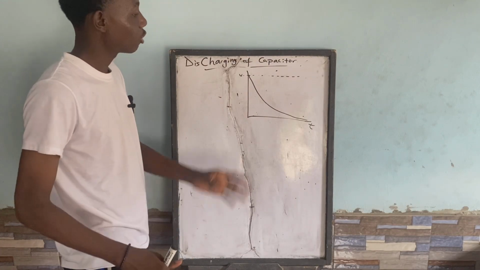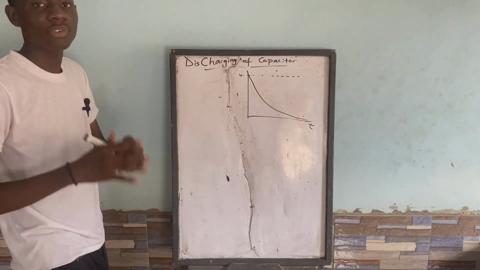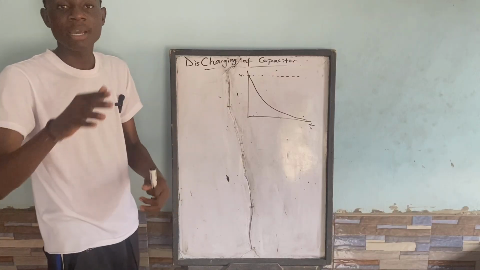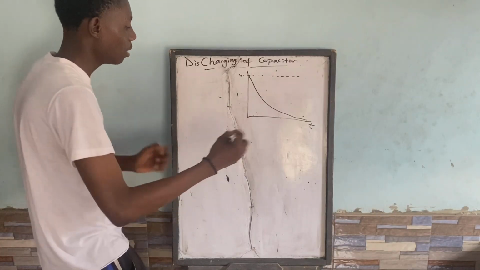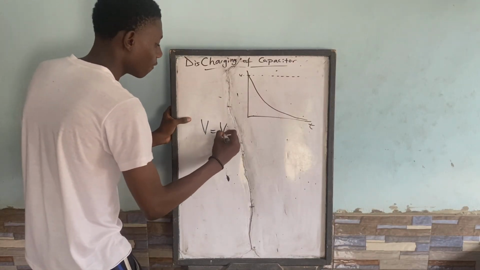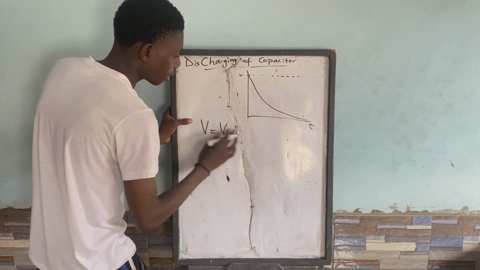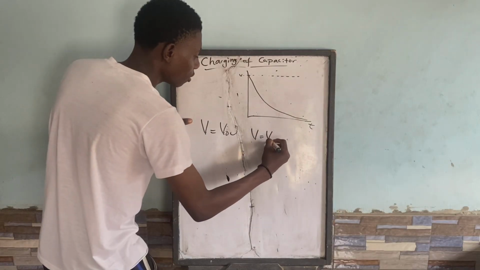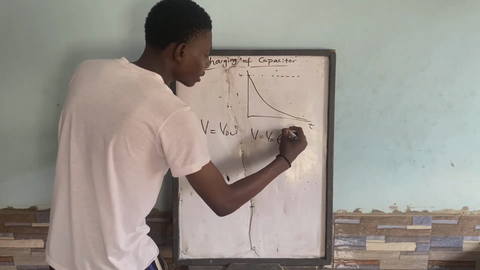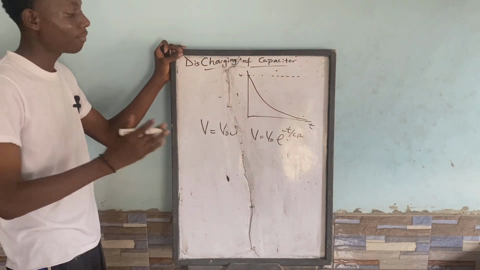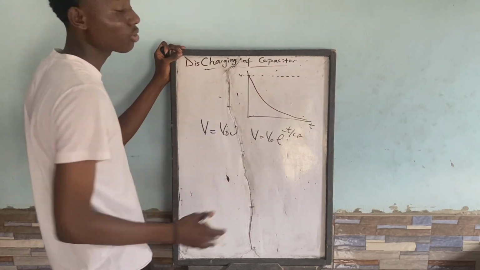Are we clear about that? Now the formulas involved are very simple. For discharging of a capacitor, there is no 1 minus whatever. So V equals V naught exponential minus T over CR. Straight up. Are we clear about that?